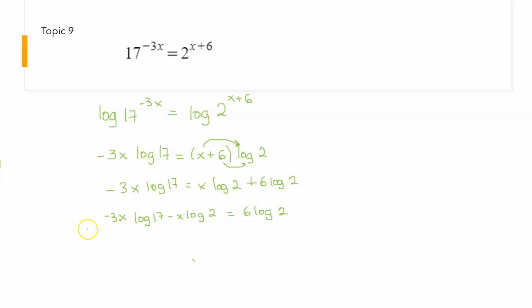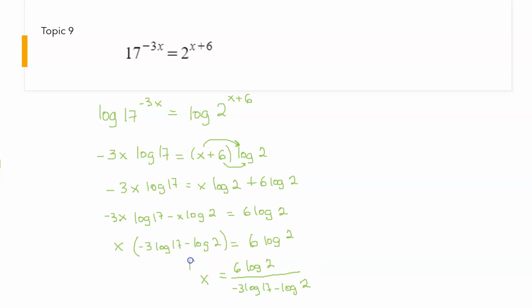I want you to pay attention that 6 logarithm of 2 is a constant, it is a number. As we are looking for the value of x, I'm going to factor x as a common term. So this will be x times 3 logarithm of 17 minus logarithm of 2 equals 6 logarithm of 2. And finally, I'm going to solve for x. So x will be 6 logarithm of 2 over 3 logarithm of 17 minus logarithm of 2.